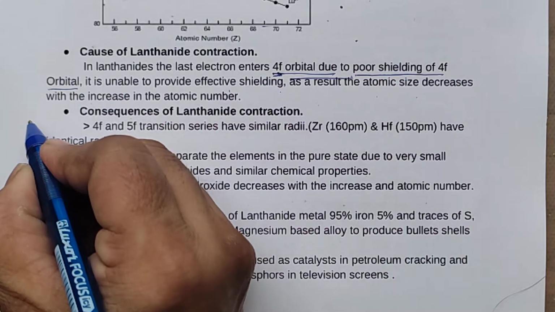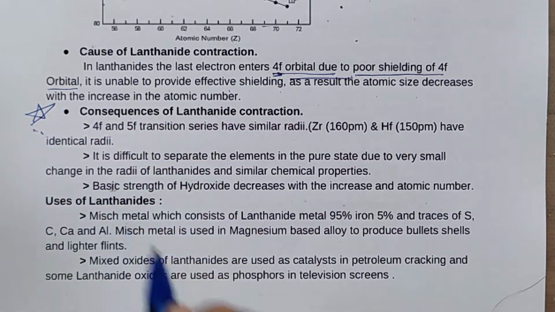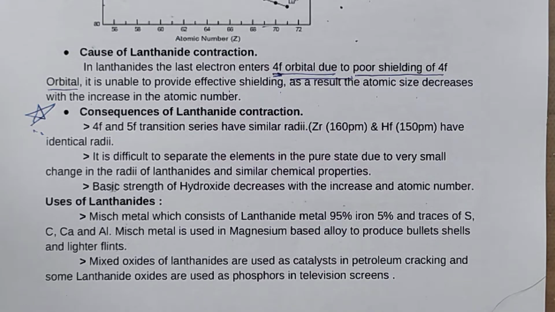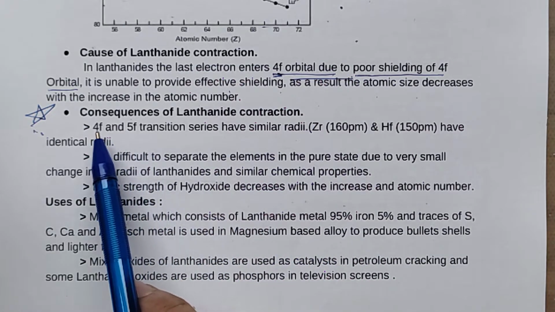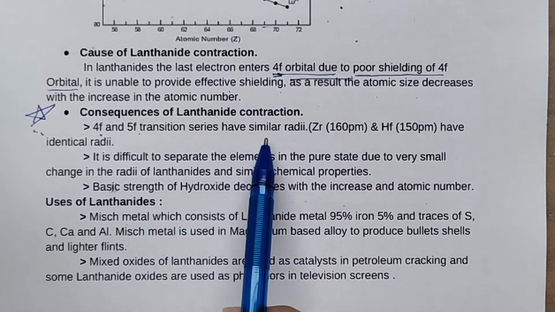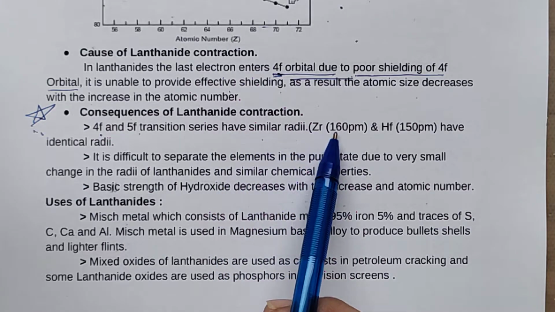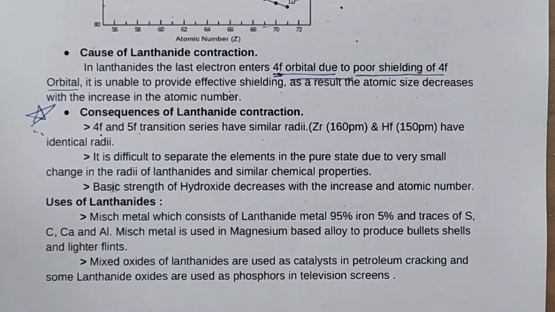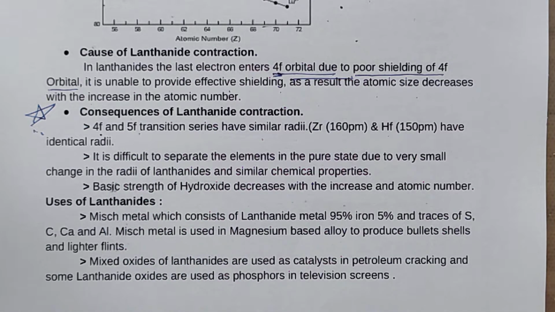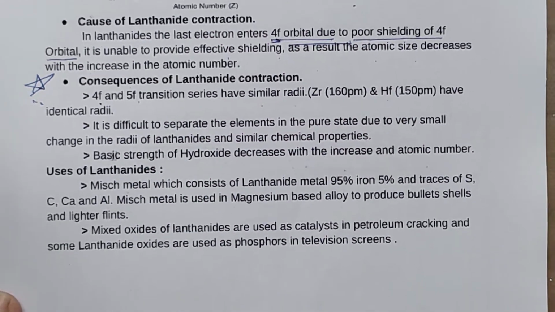And this is also a very, very important question, consequences of lanthanide contraction. There are three main consequences of lanthanide contraction. Number one is 4d and 5d transition series have nearly the same radii, and out of which zirconium and hafnium have almost exactly the same radii.